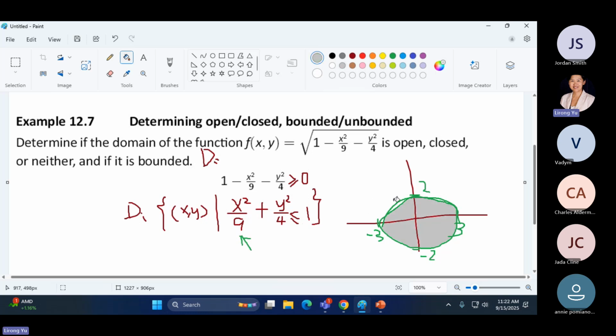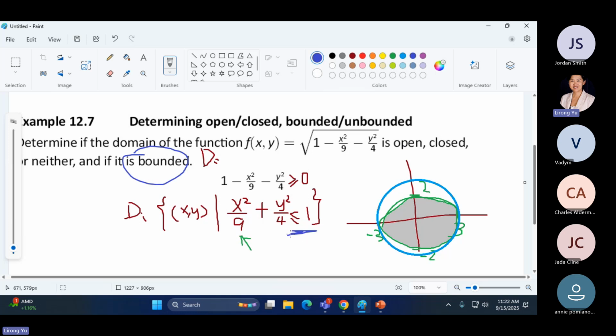It is bounded because we could easily draw an open circle of radius 3. It doesn't matter, 3 or 4. Draw a circle like this. The radius could be 3. So we can find the open disk that contains the entire domain. Therefore, the domain is bounded. That's from the definition of boundedness.